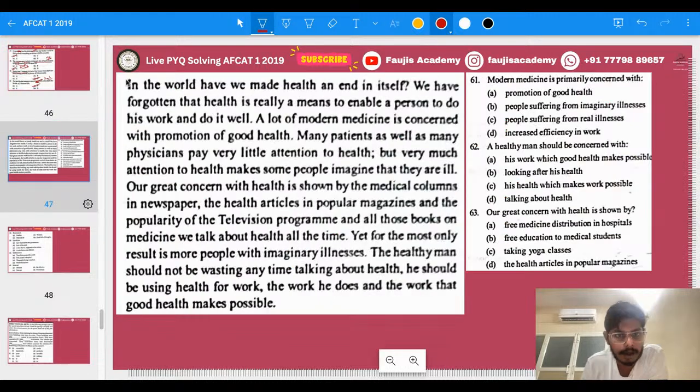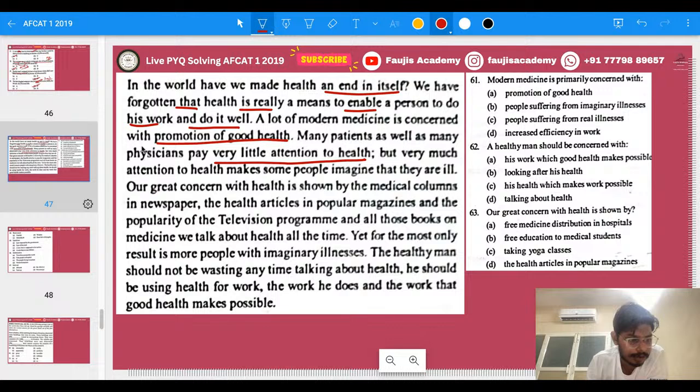Let's move on. In the world, have we made health an end to itself? This is a question. We are starting with the question itself. Is it that only health is the stuff? We have forgotten that health is really a means to enable a person to do his work and do it well. A lot of modern medicine is concerned with promotion of good health. Many patients as well as many physicians pay very little attention to health, but very much attention to health makes some people imagine that they are ill.